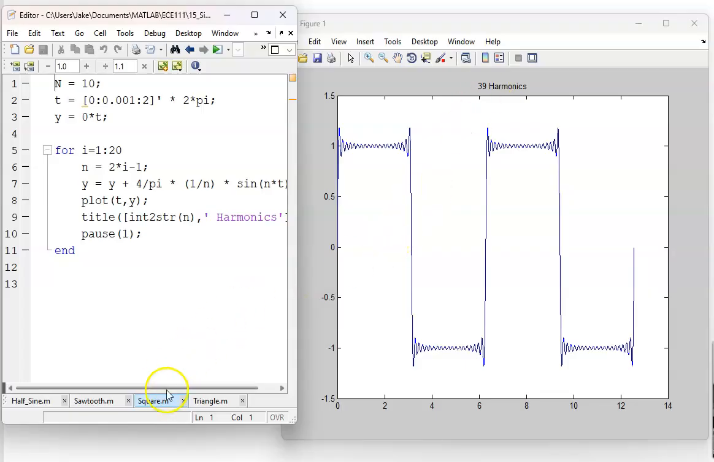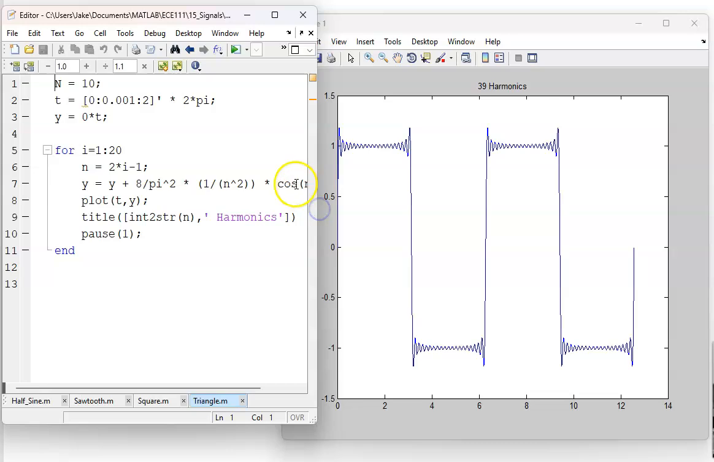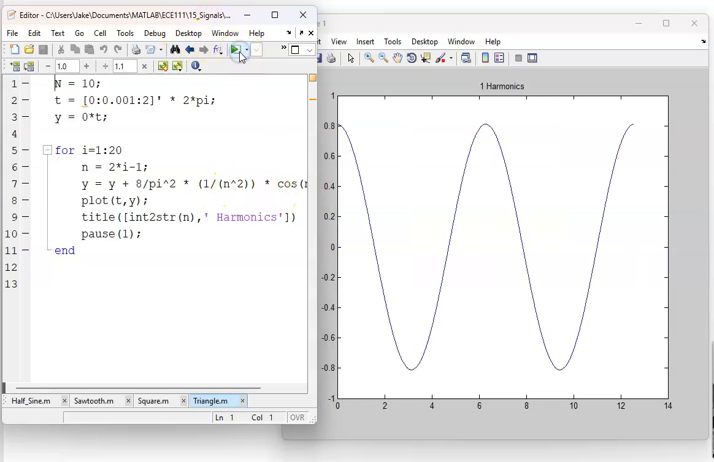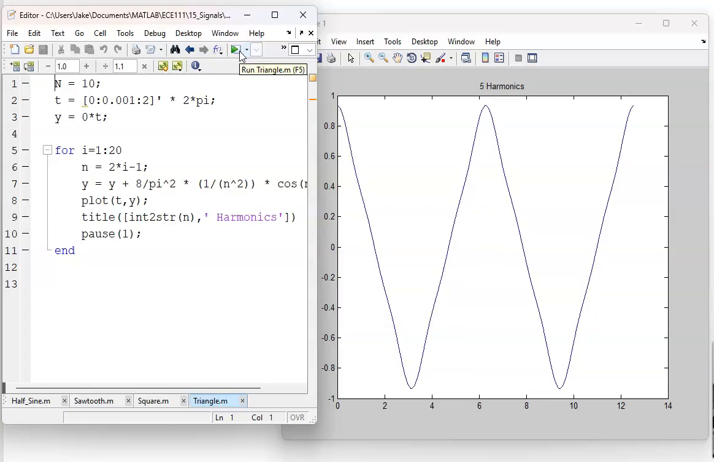Let's try a triangle wave. For a triangle wave, it's odd harmonics. These are cosine terms, and the weighting is 1 over n squared. Try that. I should get a triangle wave. So here I'm adding 7, 9, 11 harmonics. Kind of see it is converging to a triangle wave.